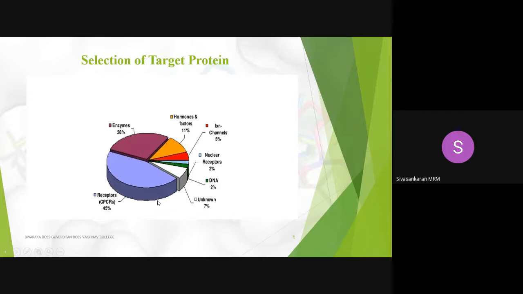About 45% of the drugs are targeting these particular receptor proteins, and another 28% is from the enzymes which are involved in the pathways, the hormones, and other factors. About 11% can be used as a drug target. The ion channel proteins, involved in the gate pathways, are about 5%, the nuclear receptors about 2%, DNA 2%, and unknown about 7%. So what we concentrate on are GPCRs, enzymes and hormone factors, which are more convenient for drug targeting to cure disease in human life.